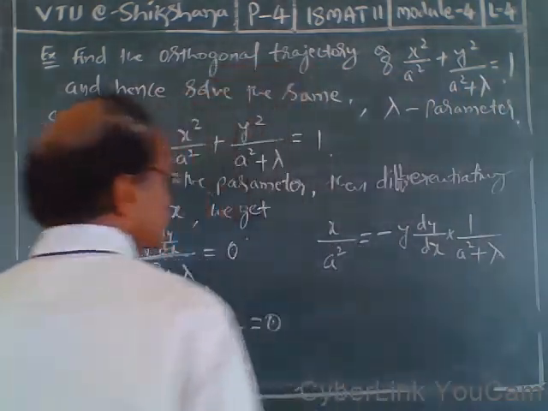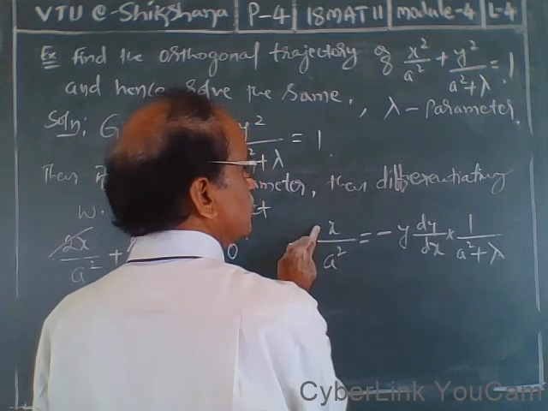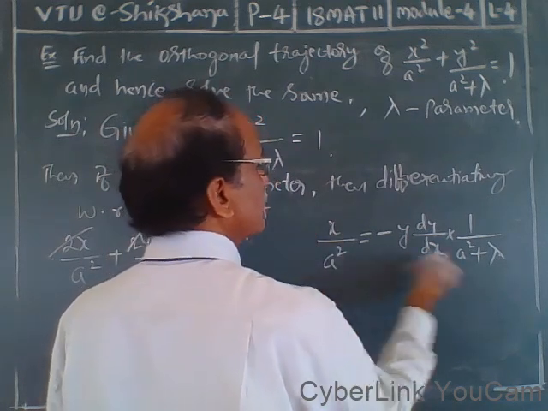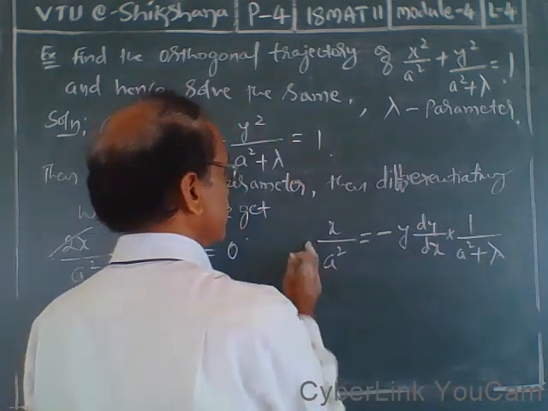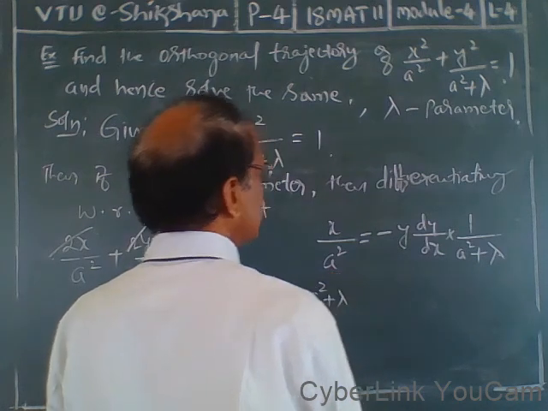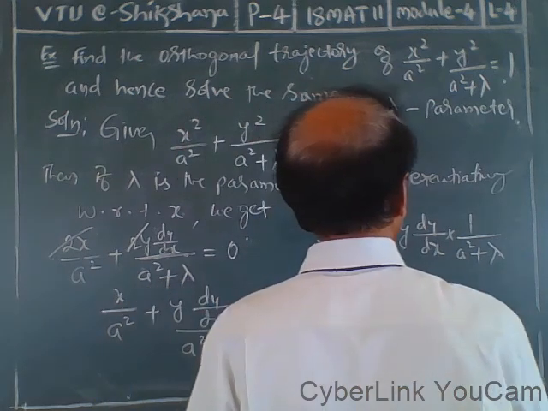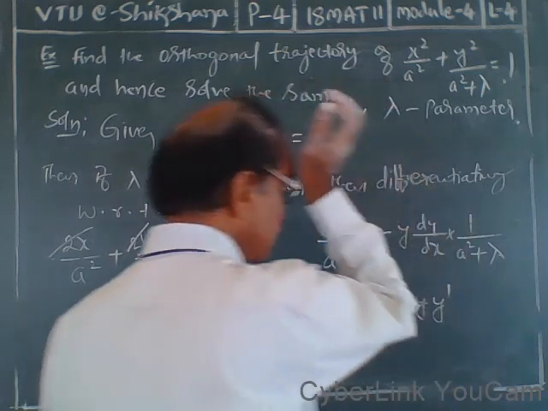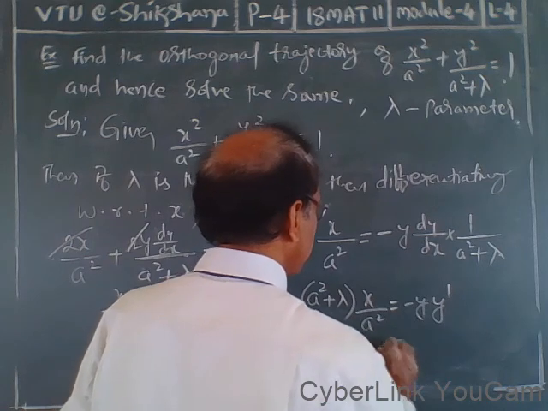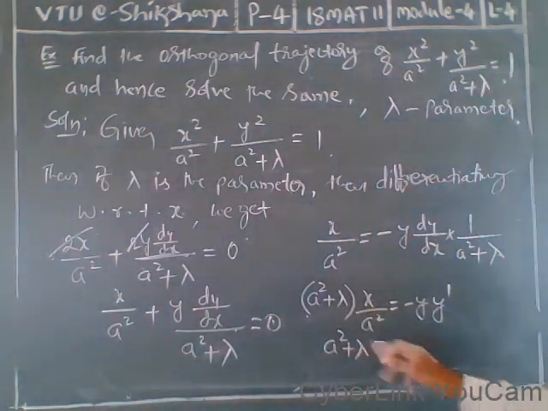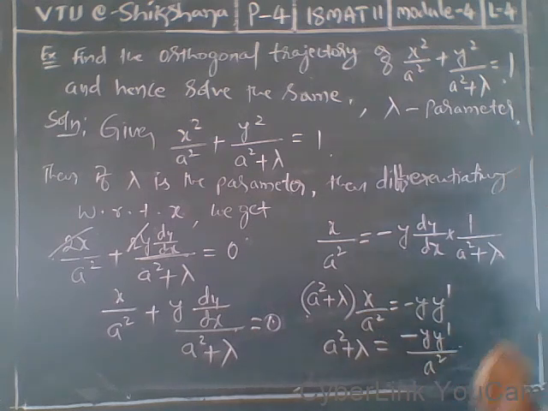Then what is a square plus lambda? You have to collect the value. So a square plus lambda you take to the left side and x by a square you can send to the other side. So 1 by a square plus lambda is there; by cross multiplication, a square plus lambda into x by a square equal to minus y into y dash, for example dy by dx. Then a square plus lambda is equal to minus y into y dash divided by x, into a square.